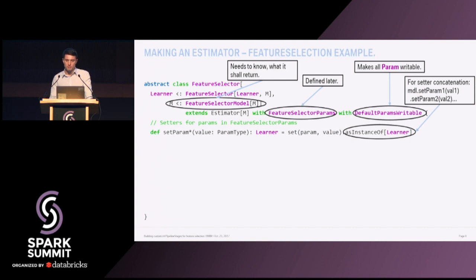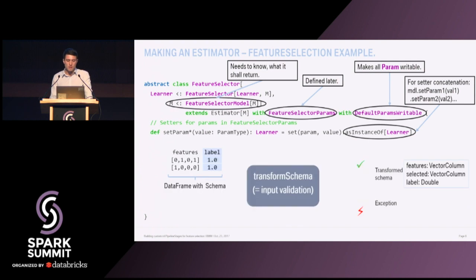Then the two most important methods for an estimator are the transform schema method. A schema is just a description of a data frame. So it tells us which columns are in it and which types those columns have. The transform schema method checks if it has the columns that we would expect, if the types are correct, and if it succeeds, then it adds the columns that the transformer created by this estimator would add.